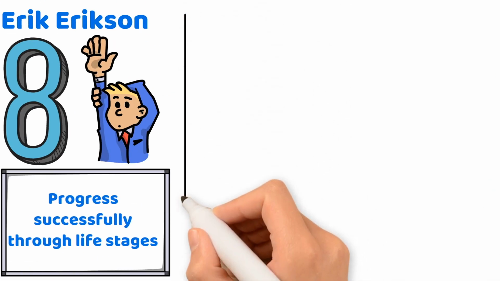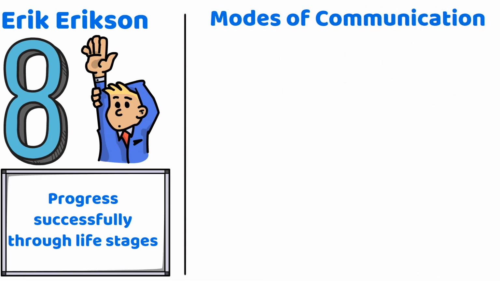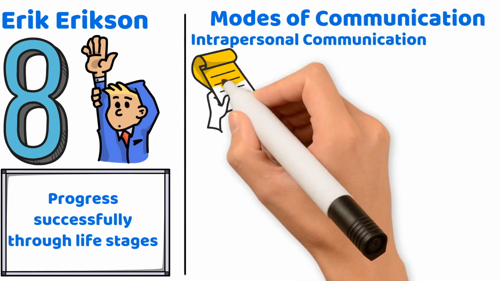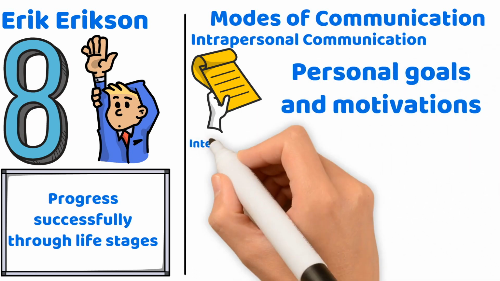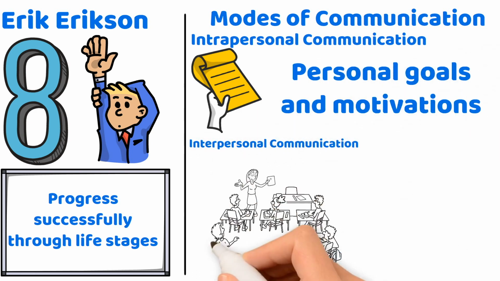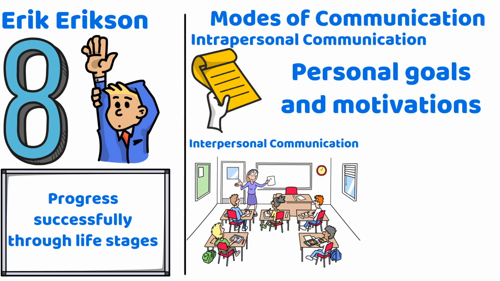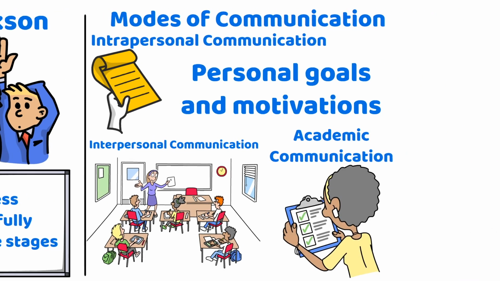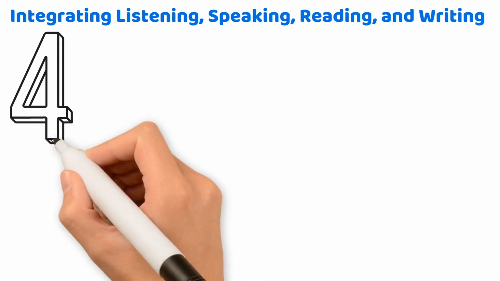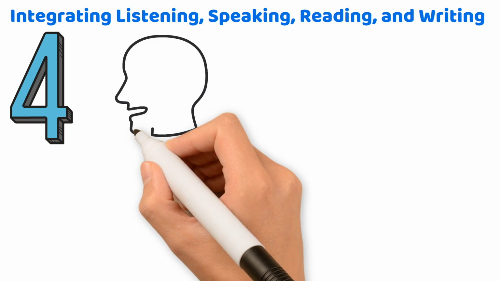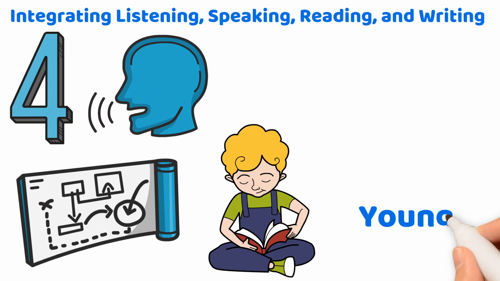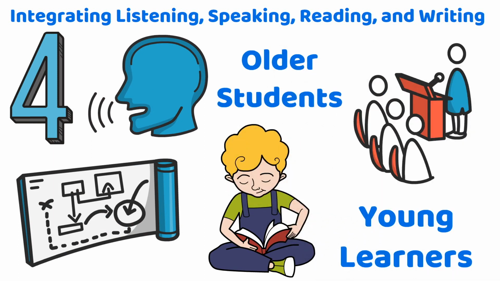Now, let's discuss the different modes of communication. Effective communication in the classroom involves various modes. Intrapersonal communication is all about reflecting on personal goals and motivations. Interpersonal communication means direct interactions, such as teacher-student feedback or peer discussions. Academic communication is structured exchanges within educational settings, like presenting research findings, integrating listening, speaking, reading, and writing. These 4 skills are interconnected and vital for comprehensive language development. Strategies to enhance these skills include interactive read-alouds for young learners and structured debates for older students.